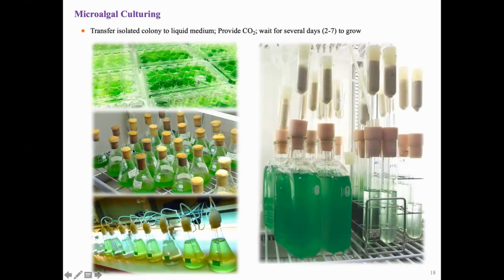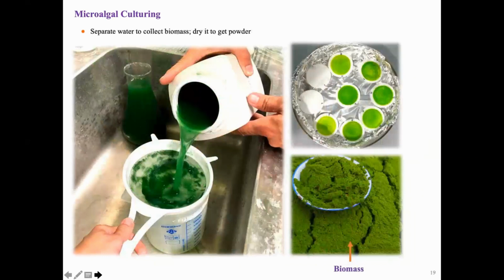Once you receive the isolated colony, you can then pick it up and easily grow it in the liquid medium. For faster growth, you can also provide CO2, and then you can scale up from 1 ml to 10 ml, then 100 ml, and then up to liters. In this way, you can culture the microalgae to the desired volume.